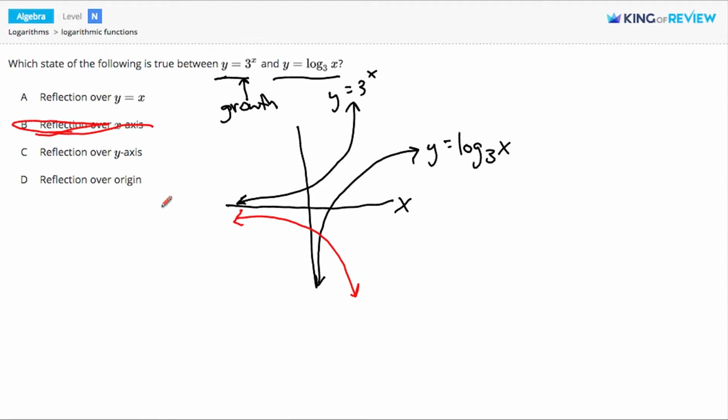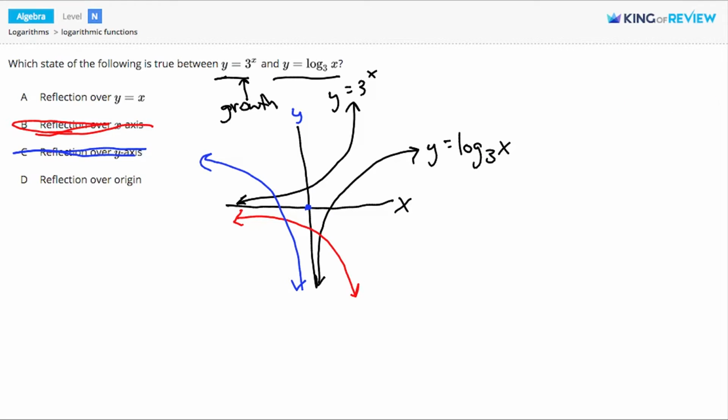The same can be said for a reflection over the y-axis. If we take the log base 3 of x and we try to reflect it over the y-axis, we would get something like this, a mirror image. And that's clearly not the graph of y equals 3 to the x, so C is out. A reflection over the origin means that point there. And we don't usually talk about reflections over single points. We normally talk about reflections over lines, like the x-axis or the y-axis.